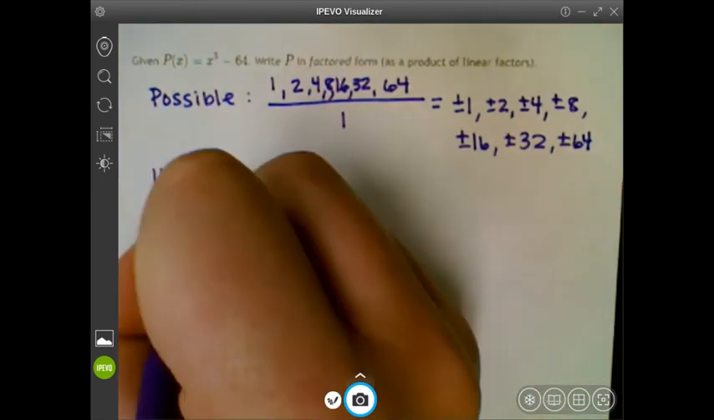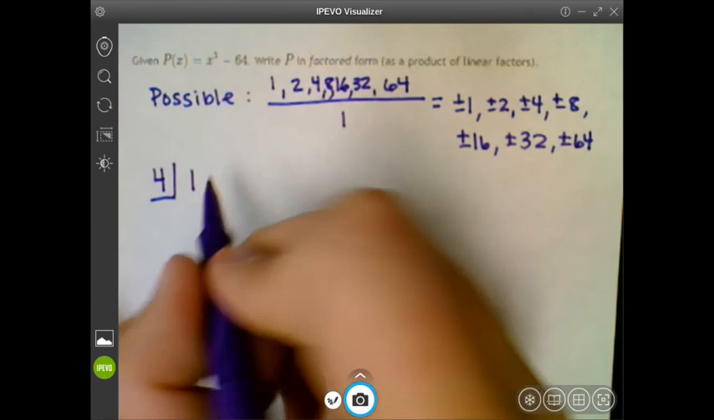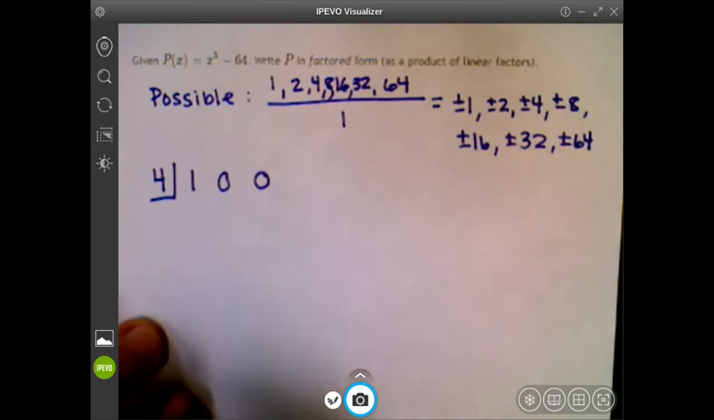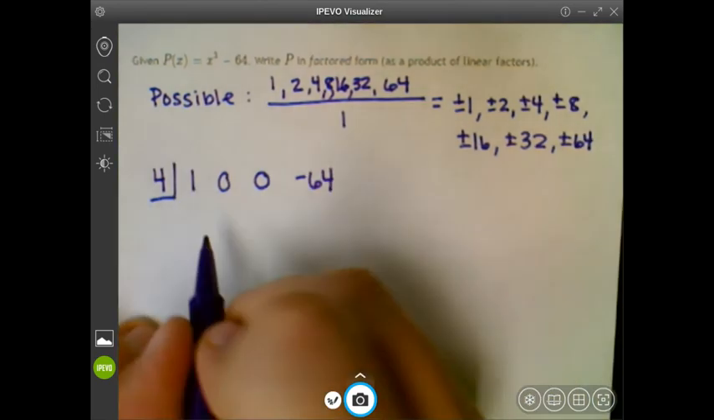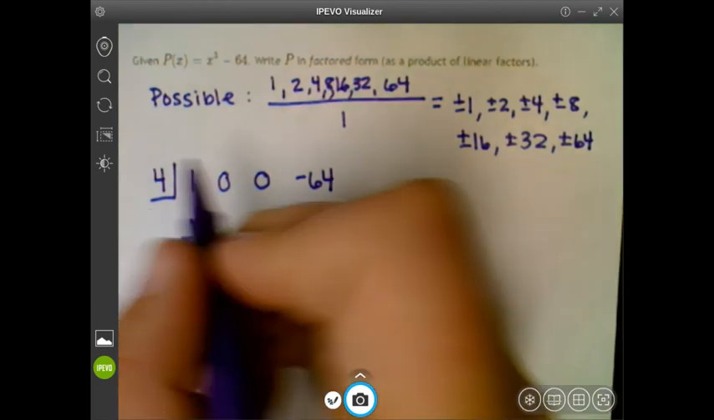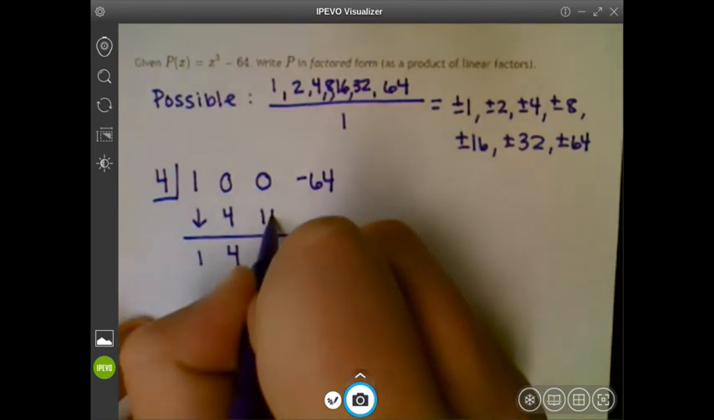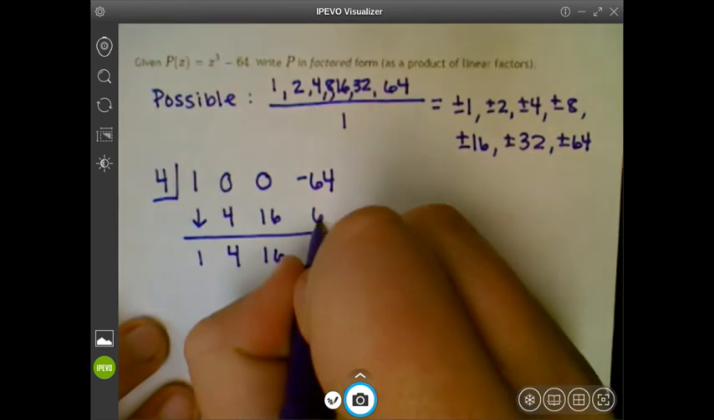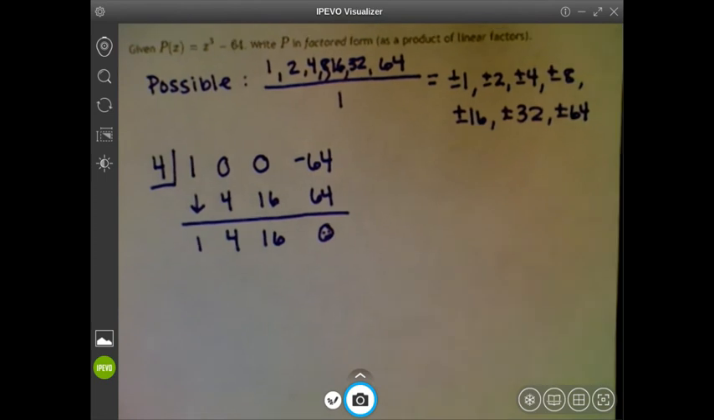So in terms of coefficients, starting with a cube, we have 1. There's no x squared, so that's 0. There's no x, so that's also 0. And then that last number would be negative 64. First number comes straight down. Multiply, we get 4. Add, we get 4. Multiply, we get 16. Add, we get 16. Multiply, we get 64, which added is a 0. So that is good news because it is an actual 0.